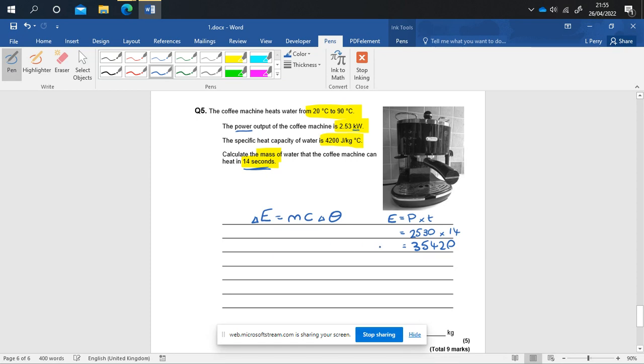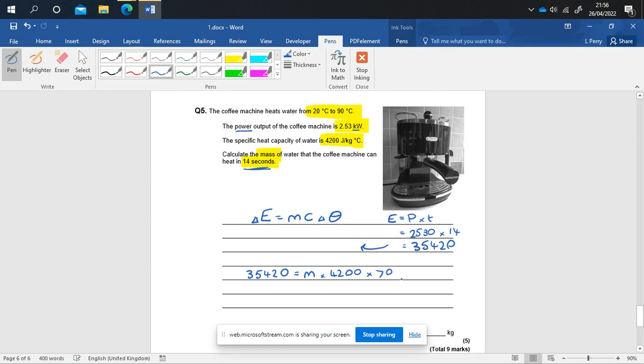That's the energy I'm going to put back into this equation. So now I can do this equation. Now I've got the energy. 35420 equals. I've not got mass yet. I'm trying to calculate it, so I'll leave it as M. Times by specific heat capacity times by temperature change. If you look at the equation sheet, triangle means change. So 20 to 90, the change is 70.